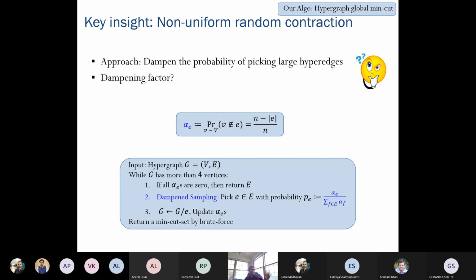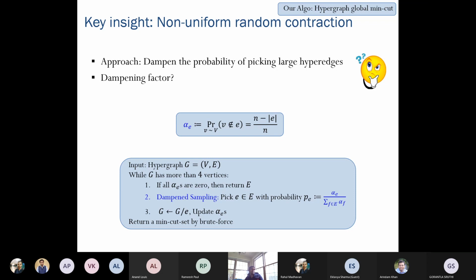But before we analyze the algorithm, a few remarks about the dampening factor and the algorithm. Let's look at the dampening factor, alpha E. Note that it is, in a sense, inversely proportional to the size of the hyperedge, because the larger the size of the hyperedge, the smaller is the dampening factor. So smaller is the probability of picking the hyperedge. So in a sense, this is doing what we would like.